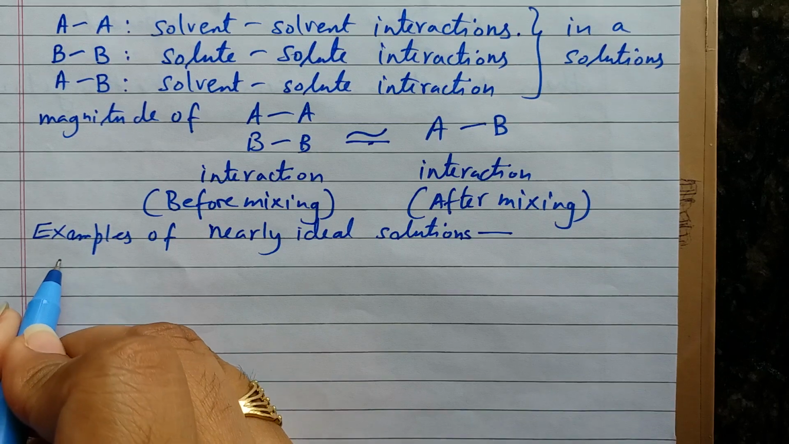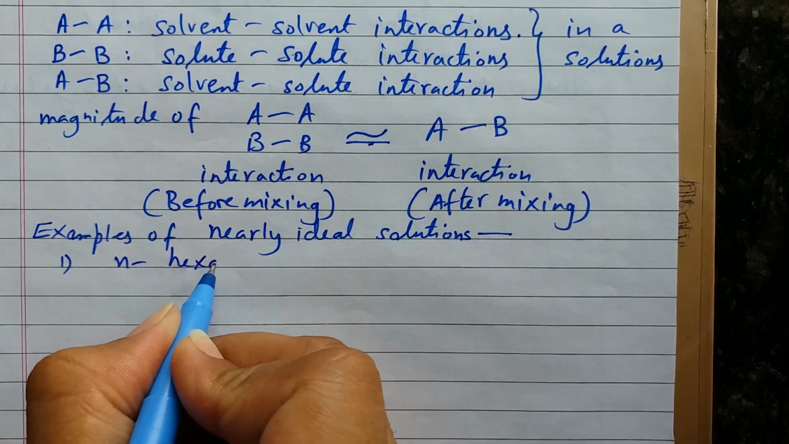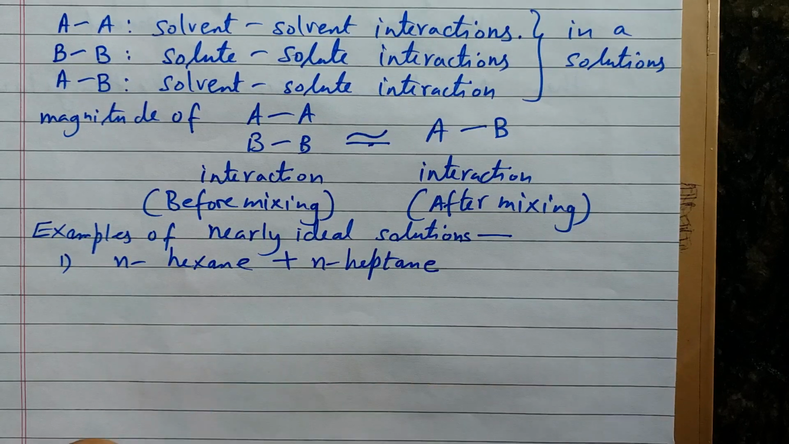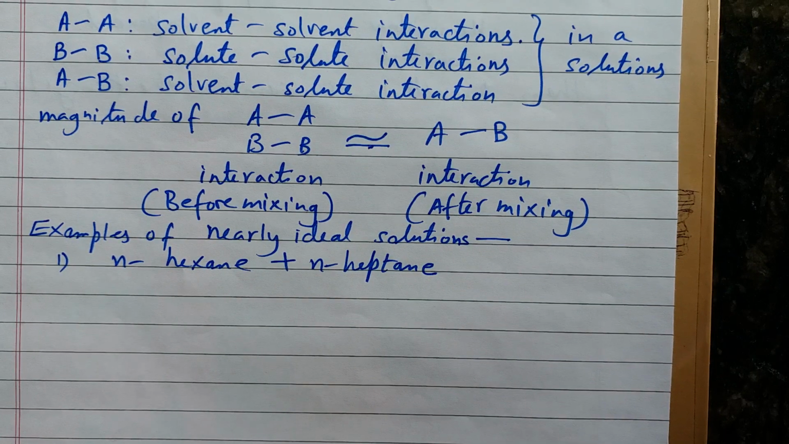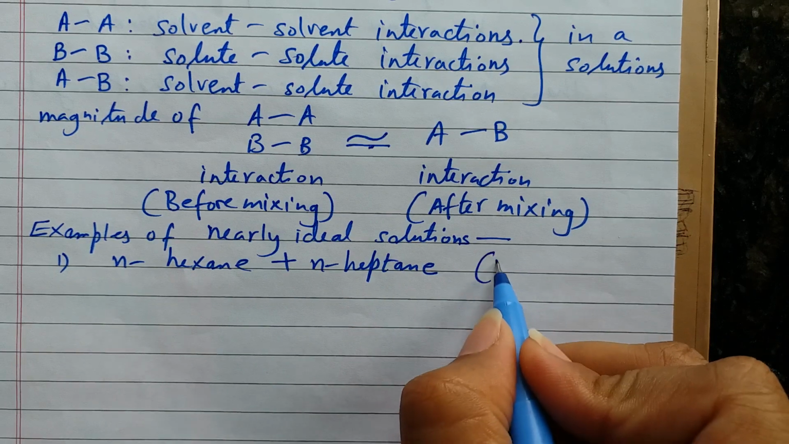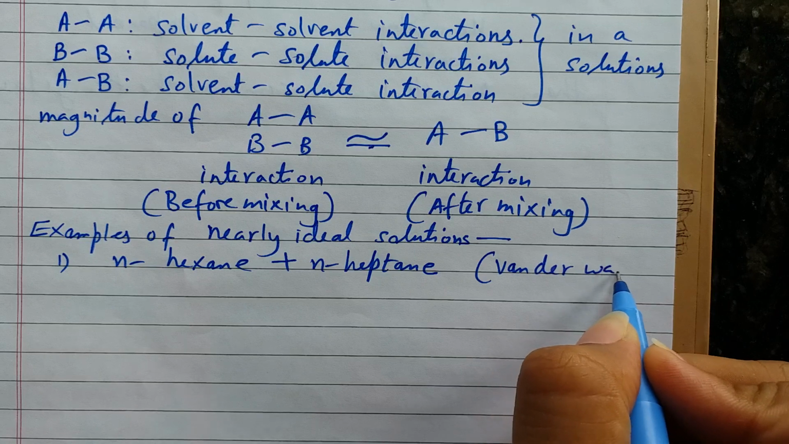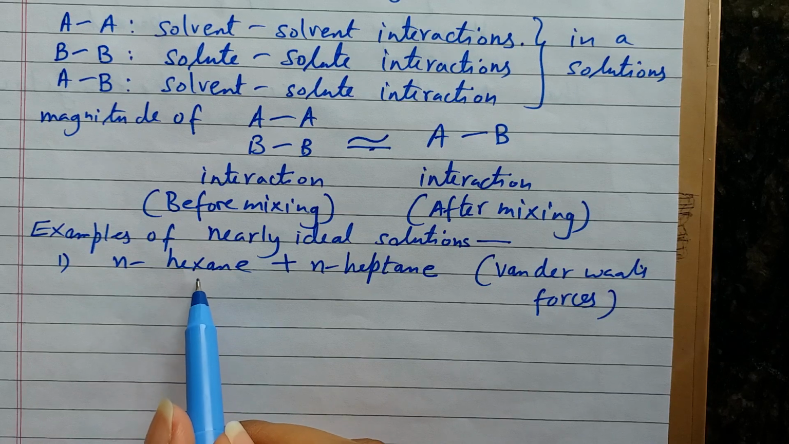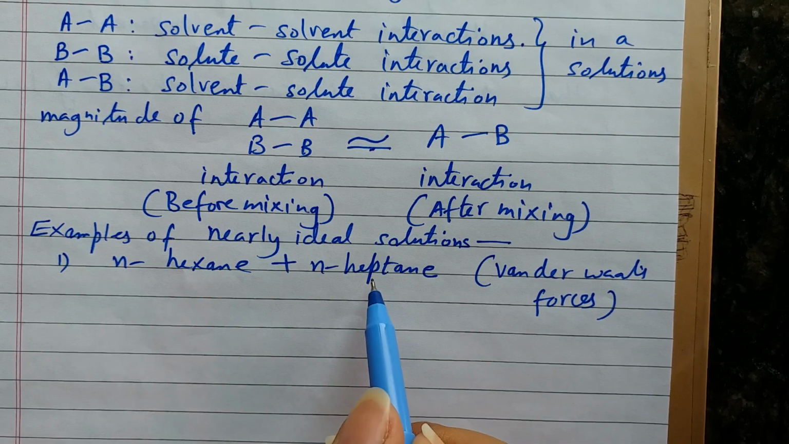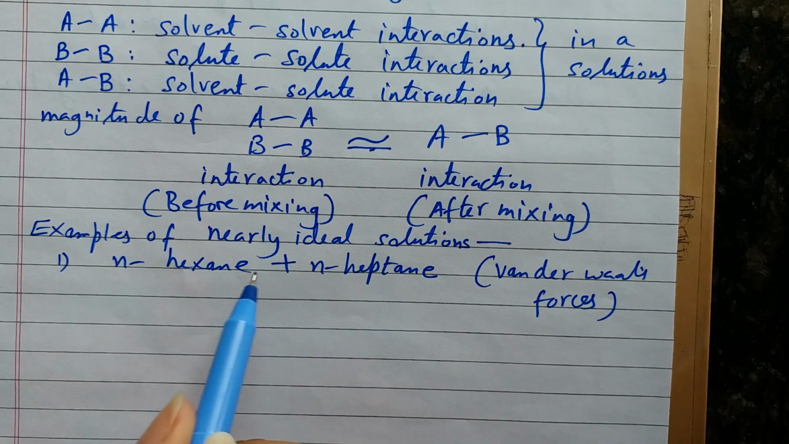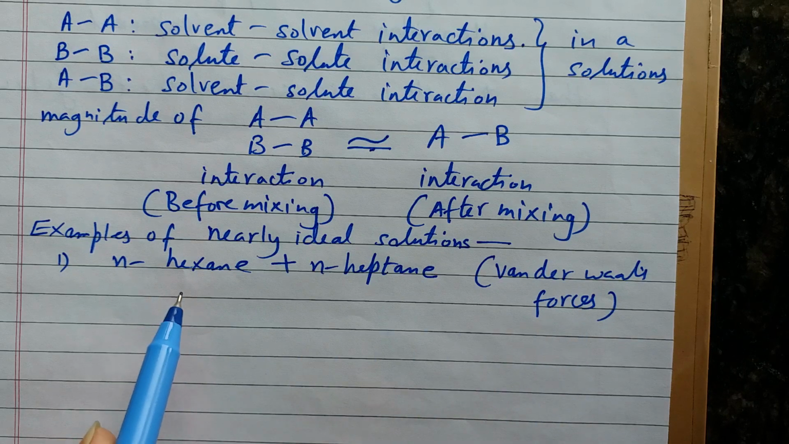Number one is when normal hexane is mixed with normal heptane. When normal hexane is mixed with normal heptane, the solution behaves ideally. You know why? Because hexane and heptane are alkanes, and the interactions which are possible in alkanes are the van der Waals interactions or the van der Waals forces. Within hexane there are van der Waals interactions. Within heptane also there are van der Waals interactions, and when you mix hexane and heptane, even then the nature of the interactions is going to remain van der Waals. So when the initial and the final interactions are almost the same, the solution behaves ideally.